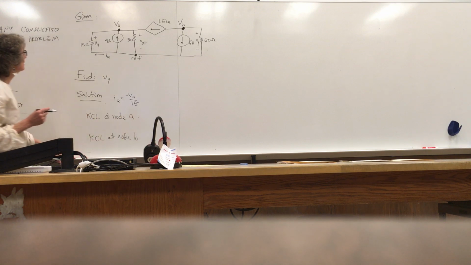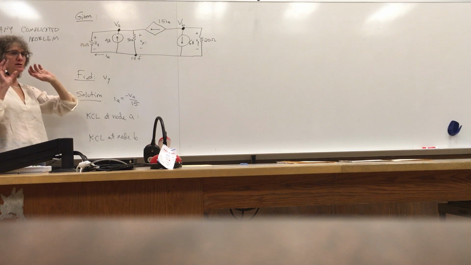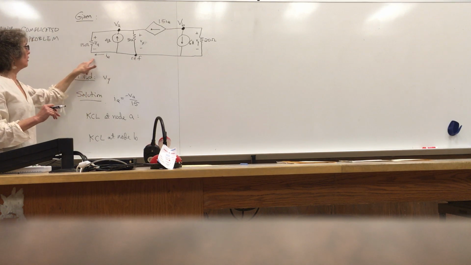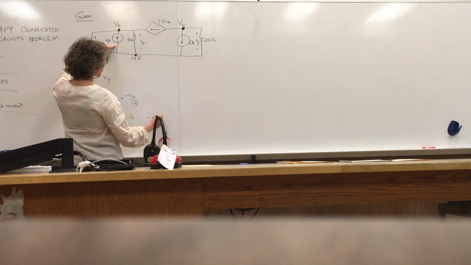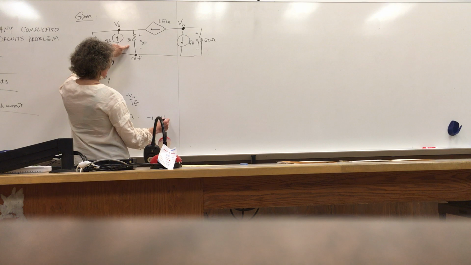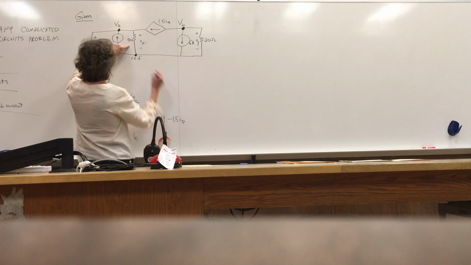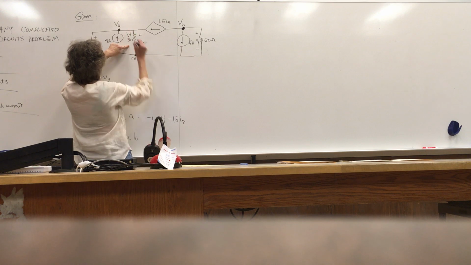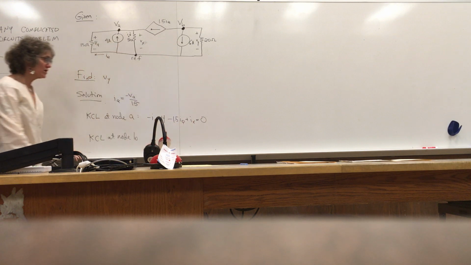Okay, so what does it look like at node A? Well, I'm going to take currents leaving the node as positive, so I've got minus IQ, minus 4, minus 1.5 IQ, let me just label this IX for now, plus IX equals 0. So that's one equation.